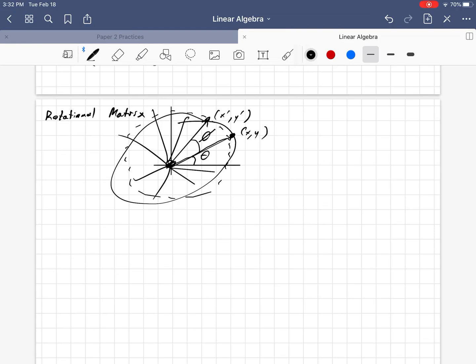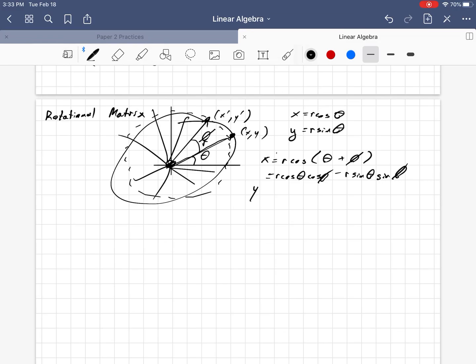So it would make sense to use polar here. So x would be r cosine theta, this being r, and y would be r sine theta. After the transformation, x would be r cosine of theta, our original angle, plus the angle we rotate by, phi, which is r cosine theta cosine phi, minus r sine theta sine phi.